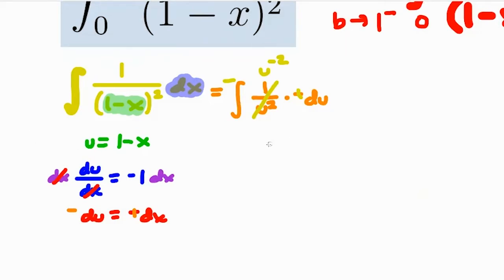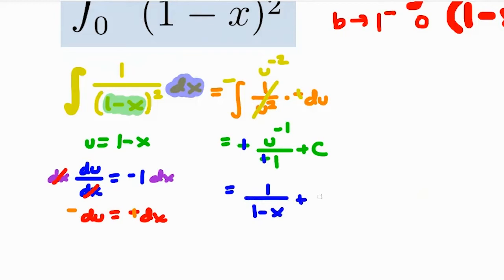Okay, so your answer is going to be -u, and you have to add 1 to the power, so you get -1, and then you divide by that new power, which is -1. So you add 1 to the power of this -2 here, so I got -1, then you divide by that power. Should be review. Plus c. Okay, the negatives cancel here, and I'm going to resubstitute the u, which is the green right here, this 1 minus x. So it's just going to be 1 over 1 minus x plus c.